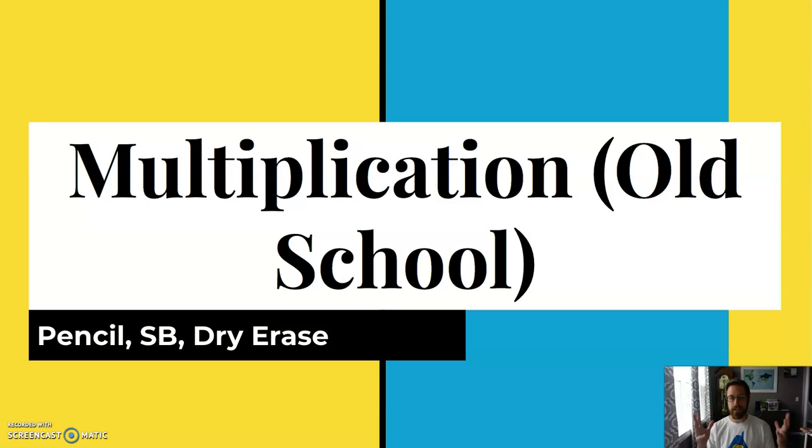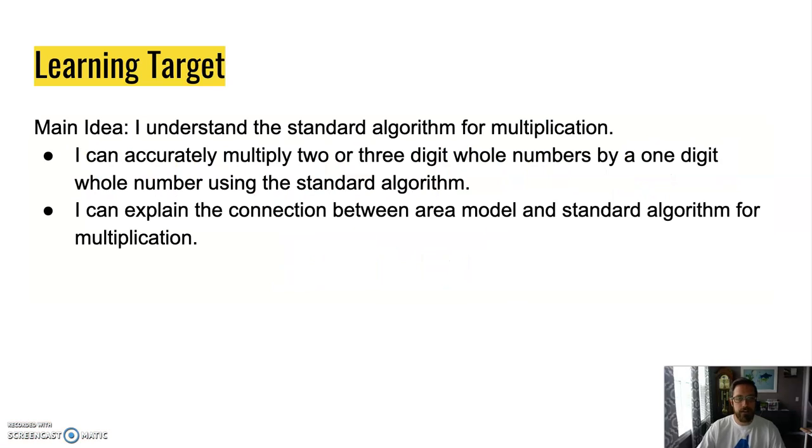Today we're talking multiplication, but we're throwing it back old school. We're going to talk and show you the traditional multiplication way, the way I learned it, your parents learned it, your grandparents learned it, but also understanding why it works using place value. Learning target: I understand the standard algorithm for multiplication, but also understand why it works and why we can multiply that way.